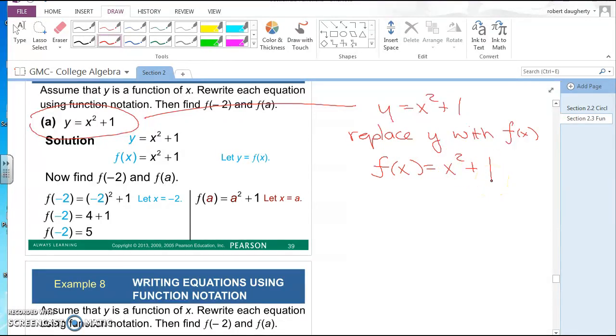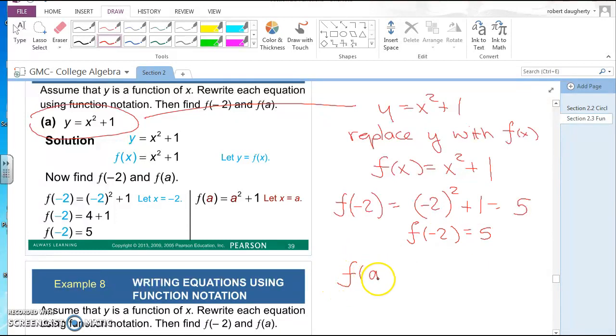That's my function notation. Now, to find f of negative 2, I just replace the x with a negative 2. So this is going to be negative 2 squared plus 1, which is 4 plus 1 is 5. So f of negative 2 equals 5. F of a is going to be equal to a squared plus 1. Just change the x to an a. So you get a squared plus 1.